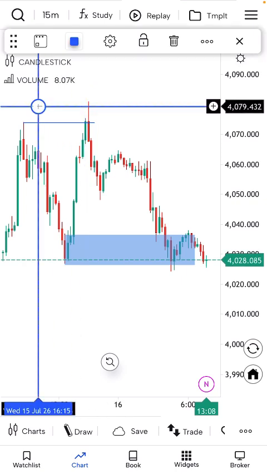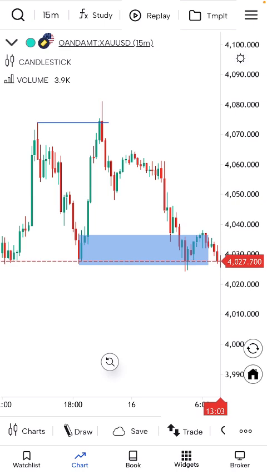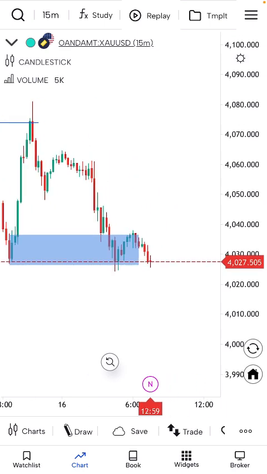Is this market structure shift or is it just a liquidity sweep? We don't know yet, but I was confident in this order block at the bottom. So I then decided to go lower to the lower time frame to see what kind of price action is happening within this order block.